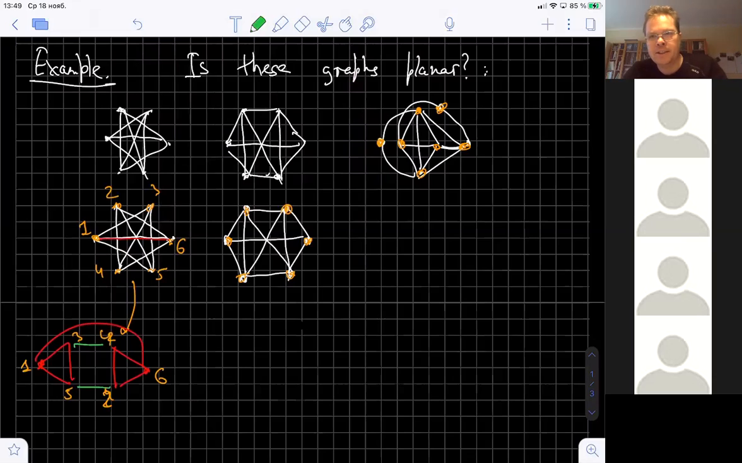Yes, sir. You can see that each vertex has degree 3, and it means that it cannot contain a graph homeomorphic to K5. So this may be not planar only if this graph is isomorphic to K3,3, but it's not isomorphic to K3,3 because it has cycles of length 3. It's not a bipartite graph. So it will be planar and we can draw a picture. Okay, what about the second one?